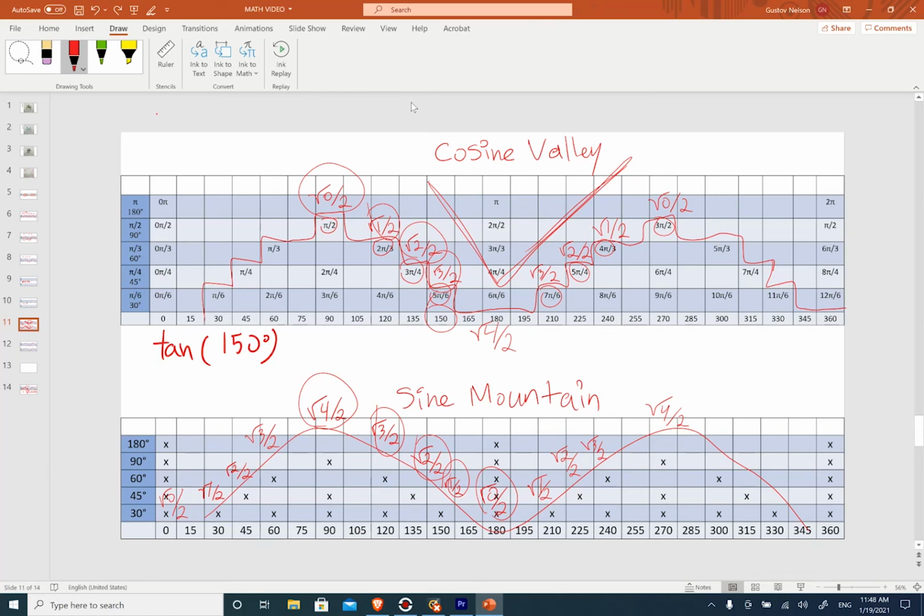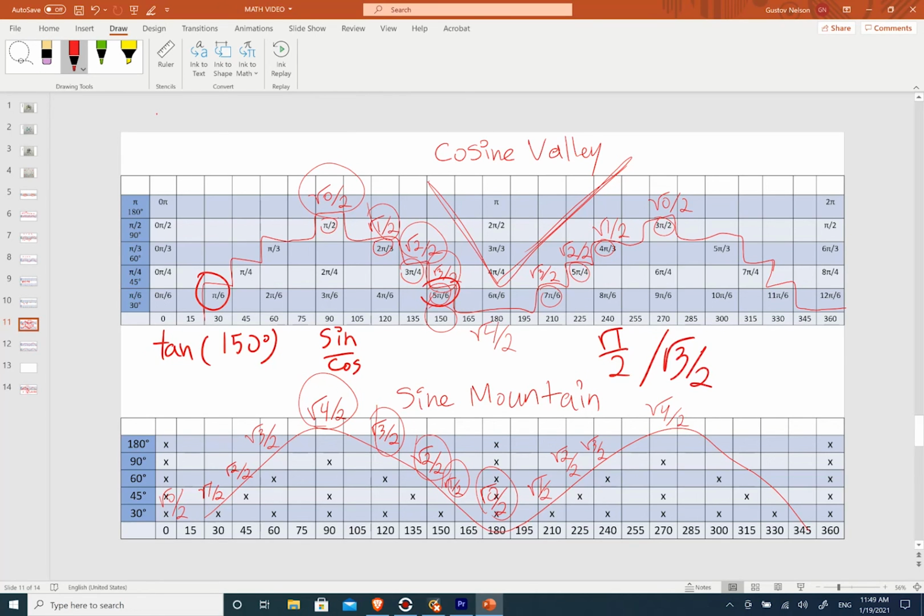Okay, let's do another example. Let's say we had to find the tangent of 150 degrees. Well, we know tangent's just sine over cosine. And we know 150 degrees corresponds to a 30-degree reference angle. And the 30-degree reference angles are at the bottom rung of sine mountain. We know the bottom rung of sine mountain is going to be a root 1 over 2 value. And then the opposite is true for cosine valley. The very bottom of sine mountain for cosine valley is root 4 over 2. So one rung above that is going to be root 3 over 2.